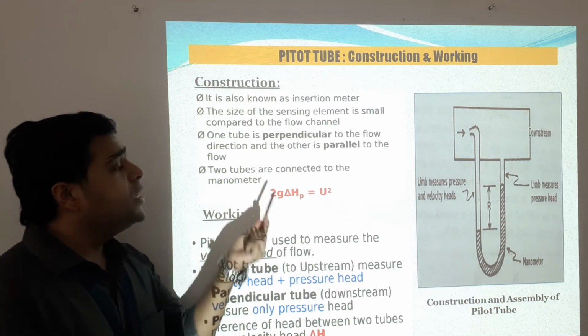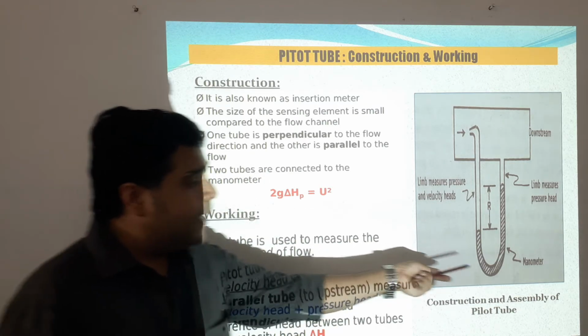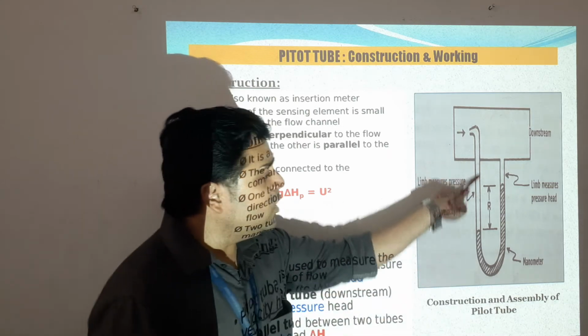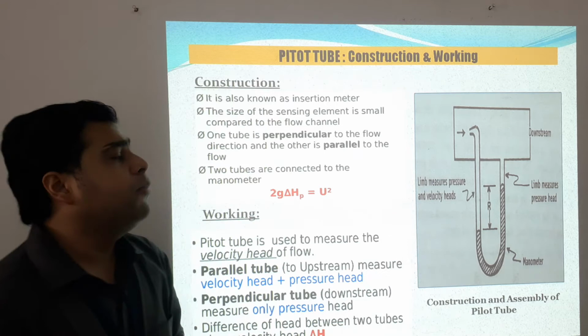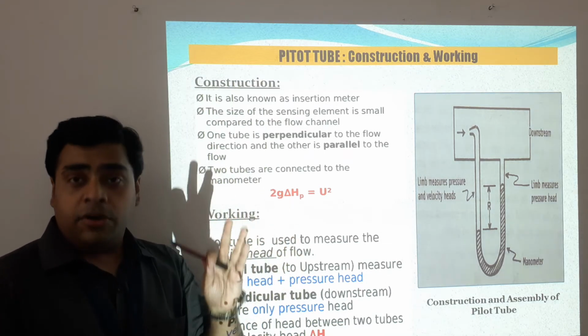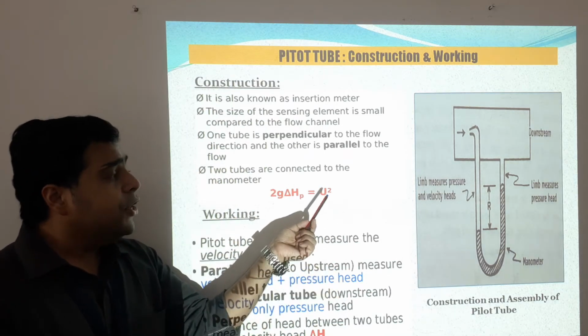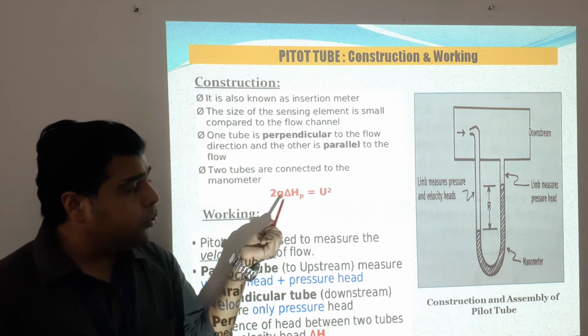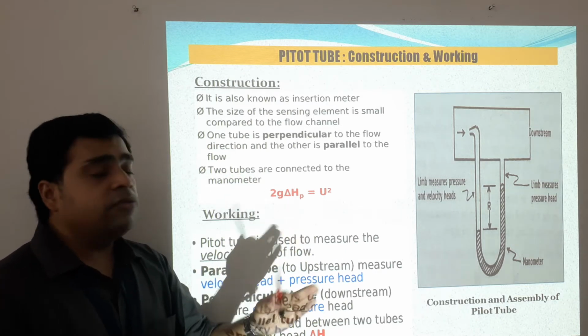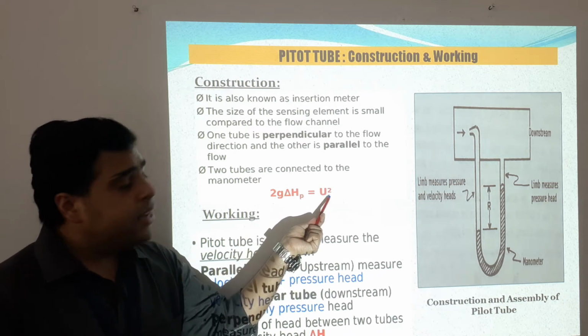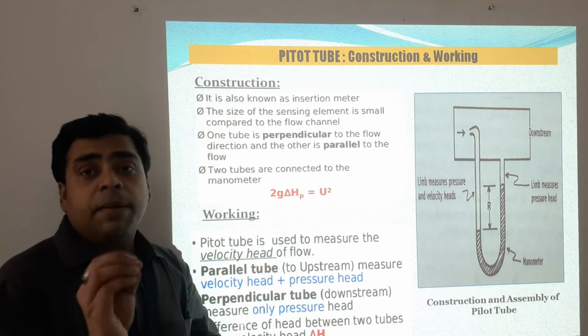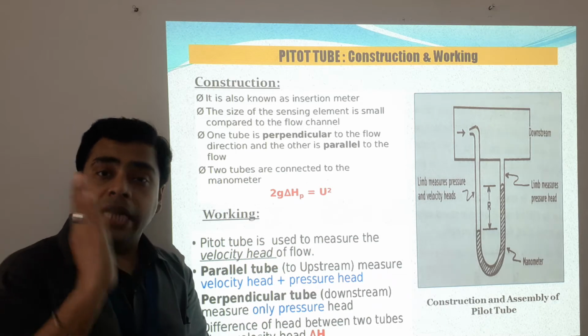The two tubes are connected obviously to the manometer. So these are the two tubes, and you can see both the tubes are connected to the manometer. This is the particular equation which we discussed previously: U squared is equal to 2g into delta HP, or in other words 2g delta HP is equal to U squared. It is the velocity at the particular point where the insertion is being done.